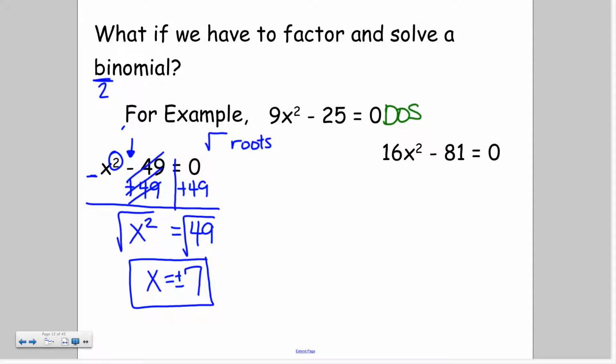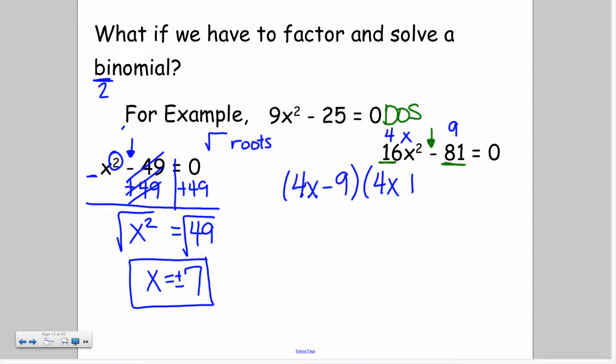All right, our last one. If we look at it, 16x squared minus 81. This is a perfect square, and this is a perfect square, and this is our minus sign. So let's do DOS again. The square root of 16 is 4. Square root of x squared is x. Square root of 81 is 9. So we have 4x minus 9.